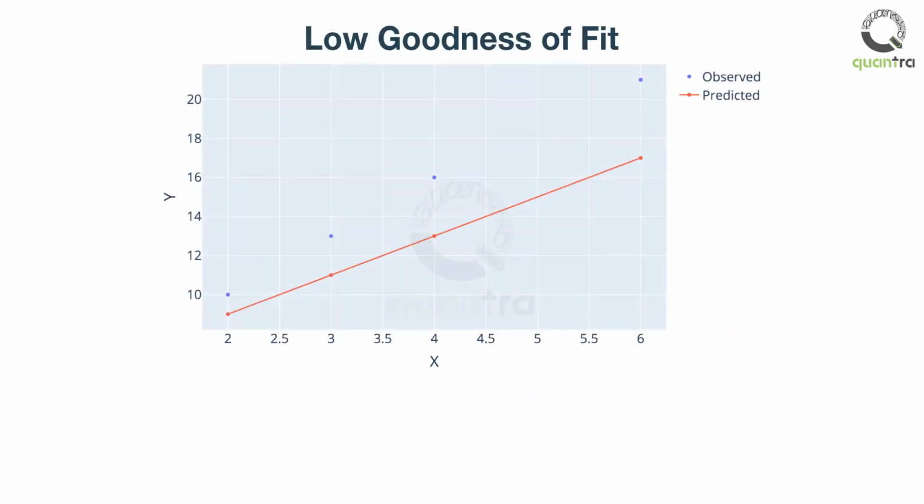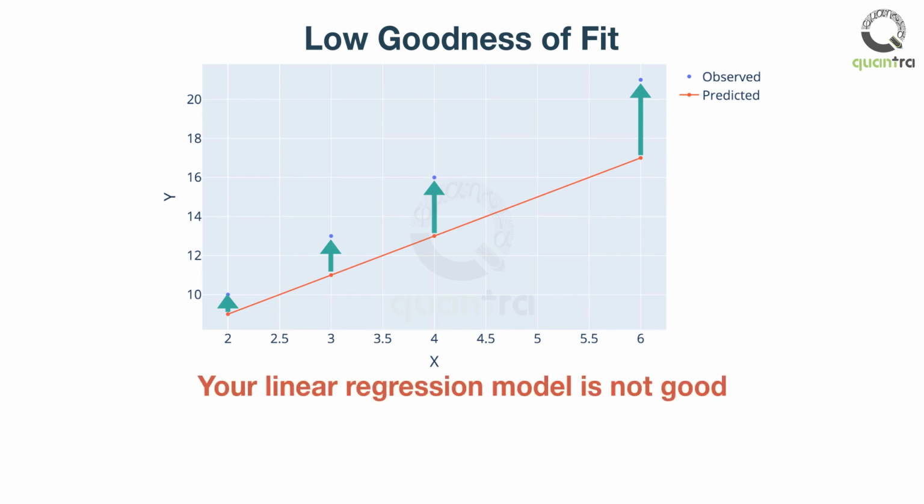Here you can see that the error increases by 1 unit for each observation. If the error is not random, then you can predict one error from another. In other words, your linear regression model is not good.